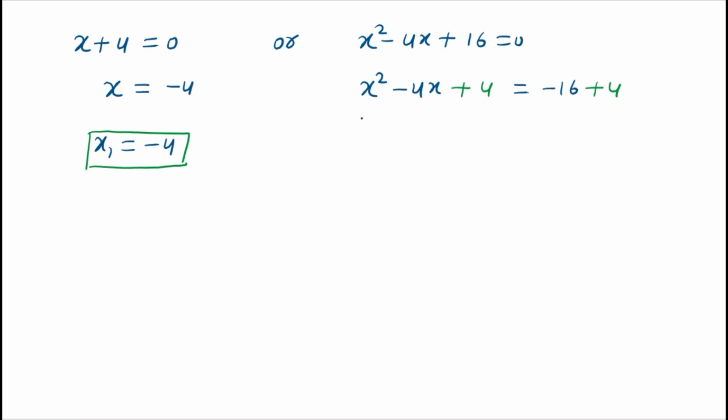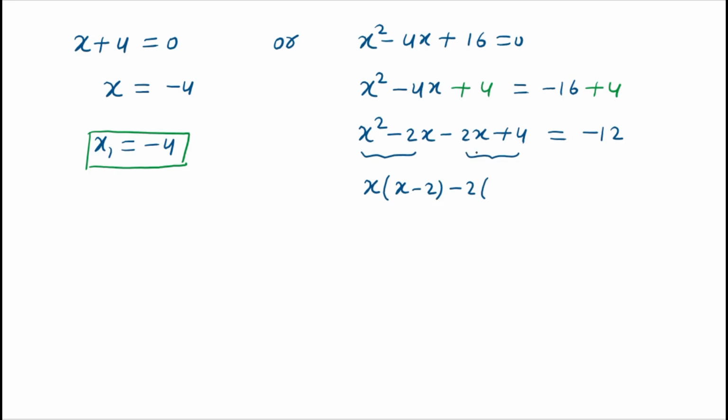Here we will apply middle term split. X square minus 4x is x square minus 2x minus 2x plus 4, and this is equal to minus 16 plus 4, which is minus 12. Then if we take common x from x square, we get x minus 2, and from minus 2x we get minus 2. Look carefully at these two terms. If we take common minus 2x divided by minus 2, you will get x, and 4 divided by minus 2 you will get minus 2, and this is equal to minus 12.